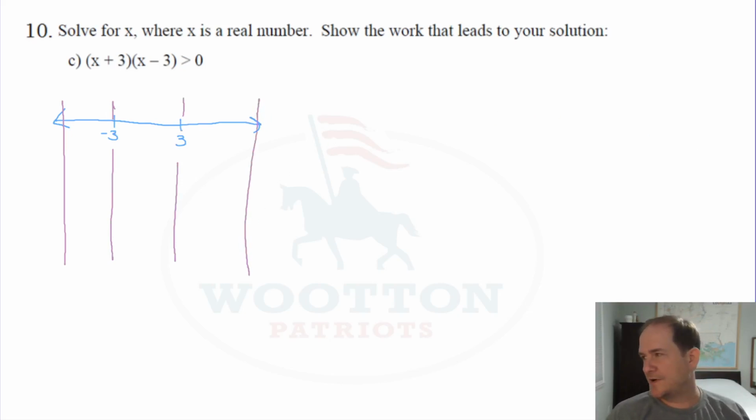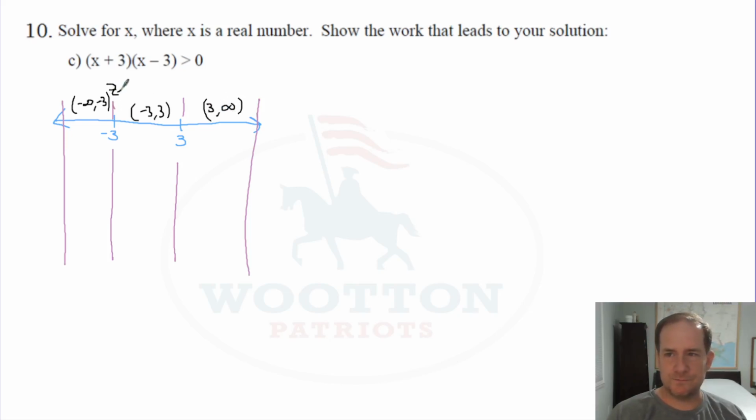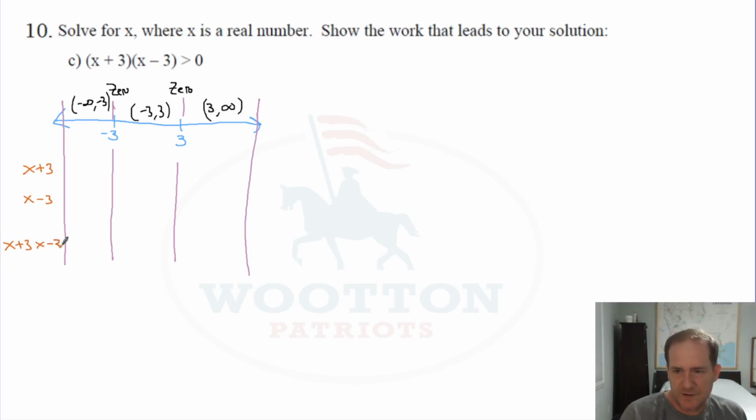And what we need is one column for every single interval. So we've got an interval here that goes from -infinity to -3. We've got an interval here that goes from -3 to 3. Then we've got an interval that goes from 3 to infinity. And in the middle of these intervals, we equal 0. And in the middle here, we're 0. So all you really got to do is test these. And one quick way to test them is to just grab each factor. Grab the x plus 3, grab the x minus 3, and then you can easily test the whole product, x plus 3 and x minus 3.